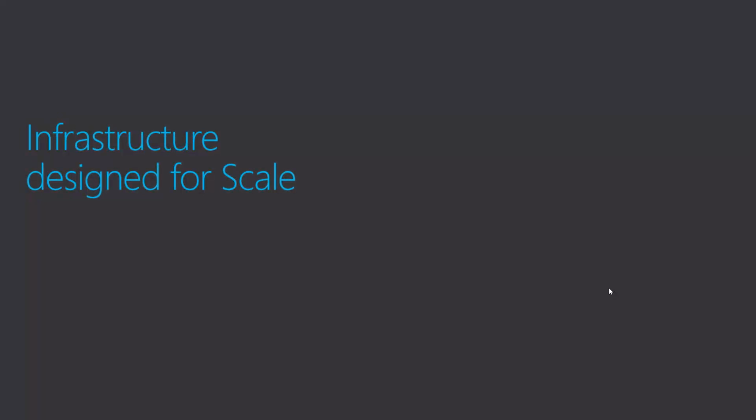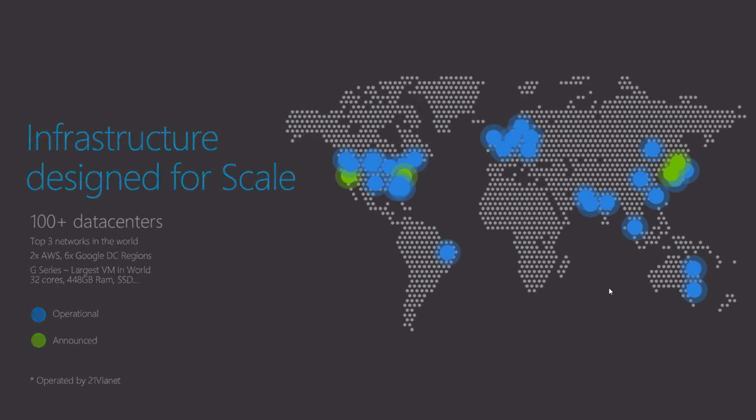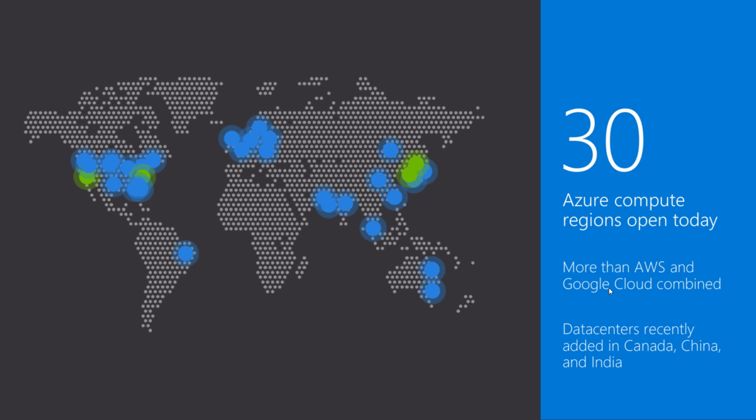So what we want to do is think about the scale. When I'm talking about going globally, we can stand on the shoulders of giants, if you will, and take a look at the power of Azure, which is on this huge global scale. These blue and green dots are operational and announced data regions where you can deploy your code. And we have over 30 of them across the world. This is more than AWS and Google Cloud combined. We recently launched data centers in Canada, China, and India. Just Google Azure Compute Regions, and you'll watch this amazing video of the structures and how we're rolling them out.